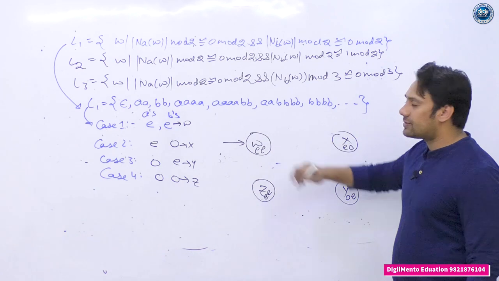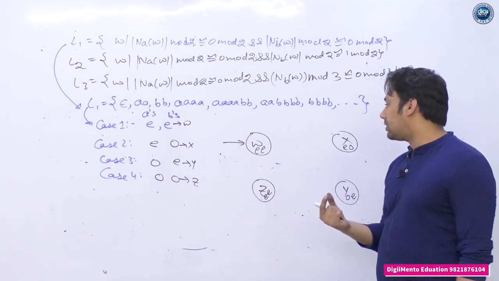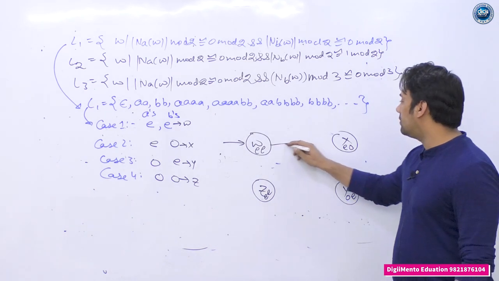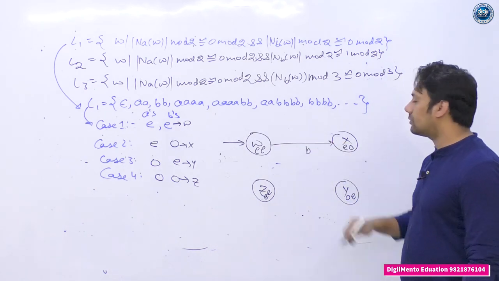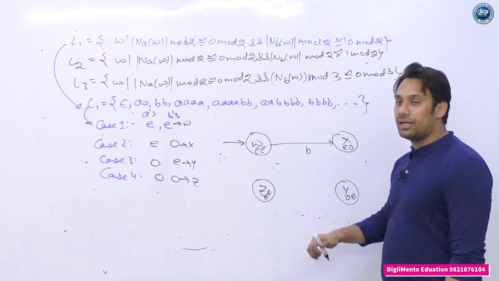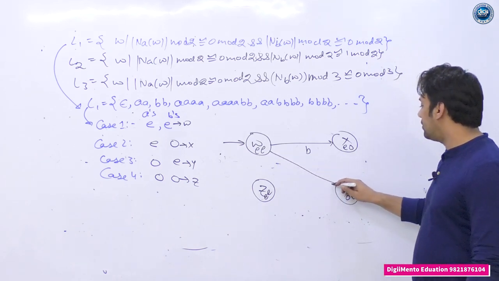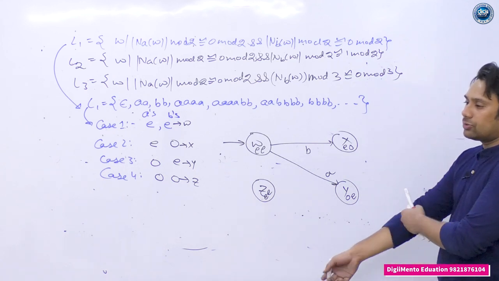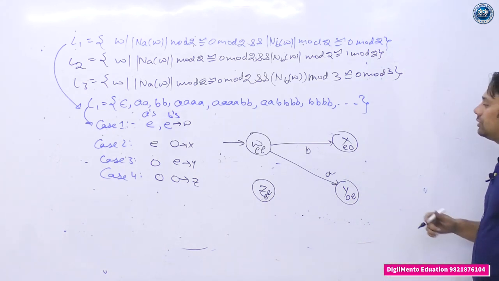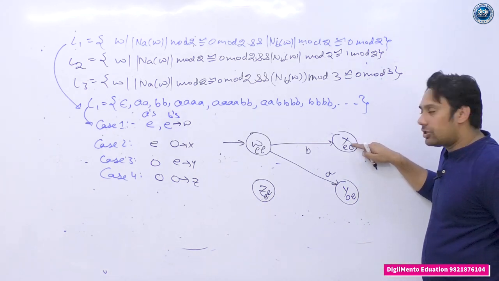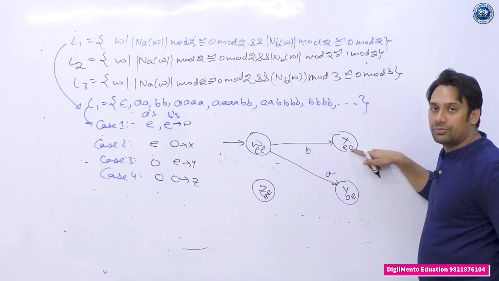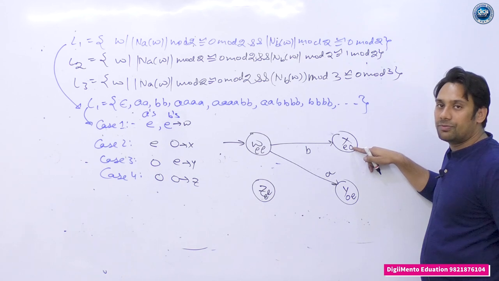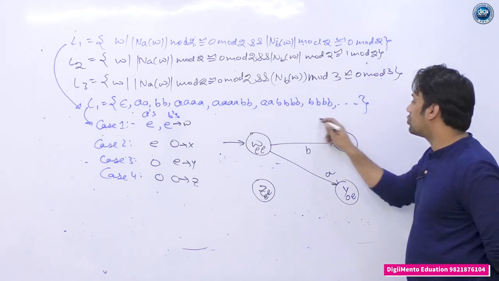When you are at this state, when both of them are even, if you give one B, the number of B will become odd. If you give one A, then the number of A will become odd. Now look at it carefully. If you are at this state, right now A is even and B is odd. If you give one more B here, then the number of B will also become even. So we'll go to this state.